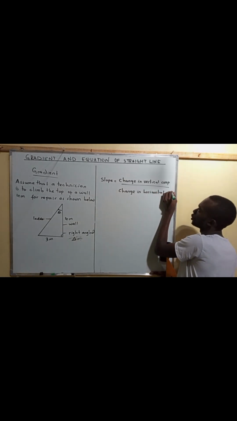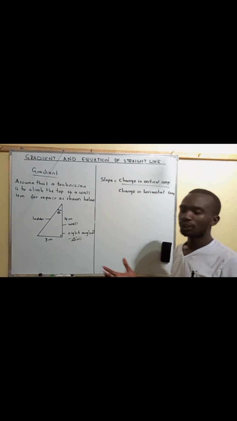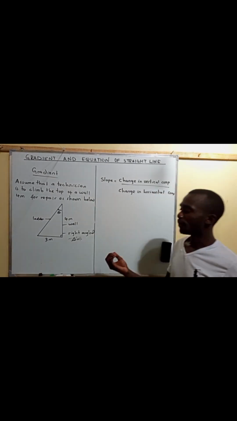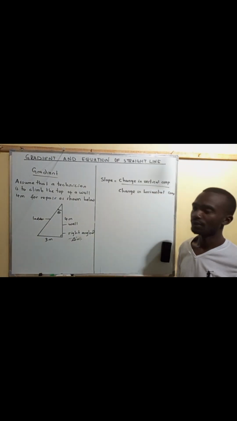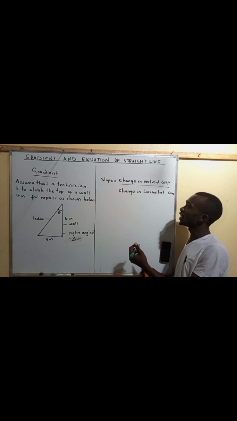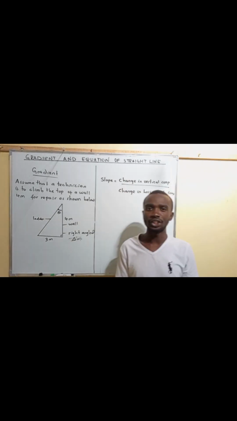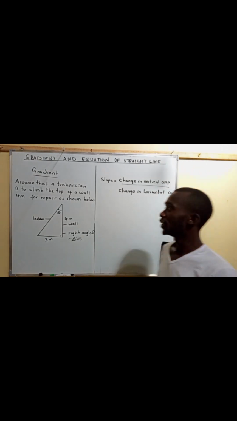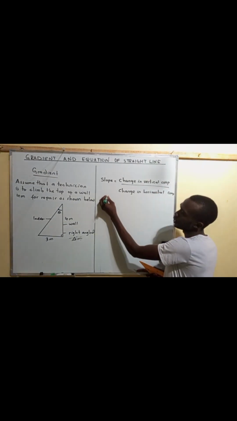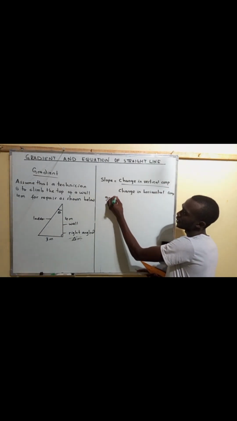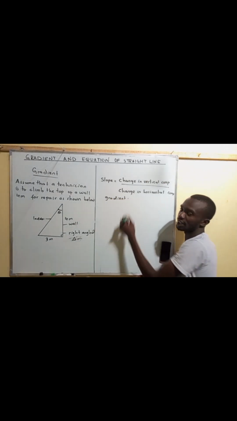Change in horizontal component. That is the slope, the stiffness of the ladder. The slope, that is the gradient. So this slope, which is the ratio of the change in the vertical component to the change in the horizontal component, is what is known as the gradient of any given line. So the slope represents the gradient.